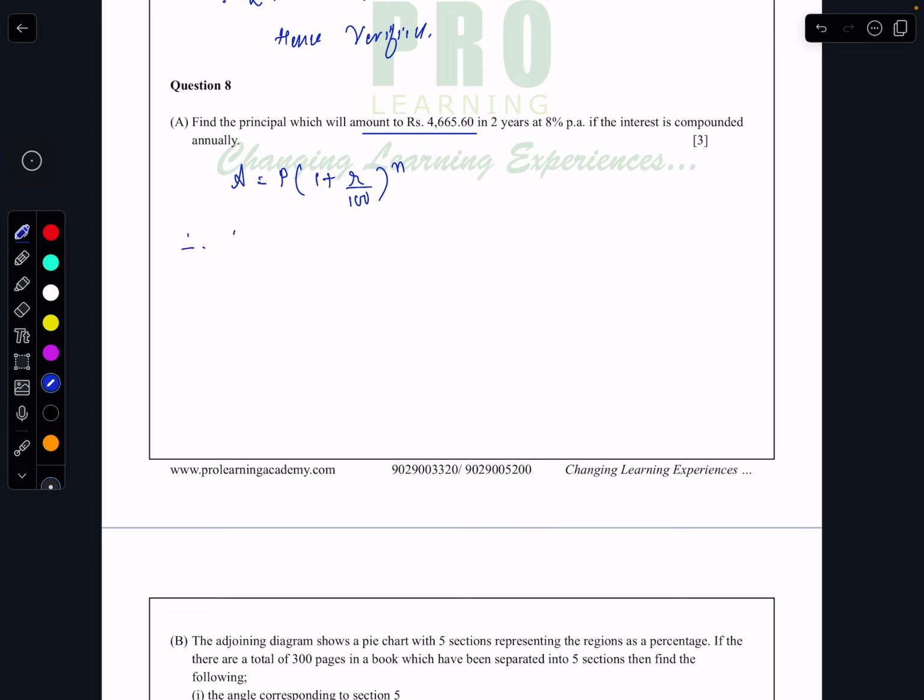Therefore 4665.60 is P 1 plus 8 over 100 raised to power 2, because this is for 2 years. The period is 2 years here. So therefore, we want to continue this as 46656 because we want to get rid of the decimal here. So over 10 is P.